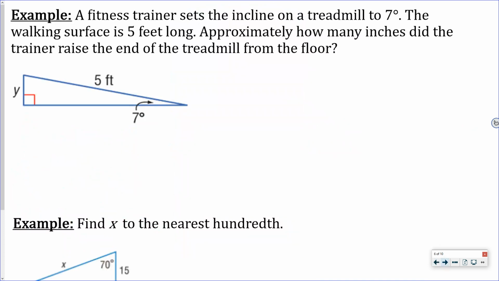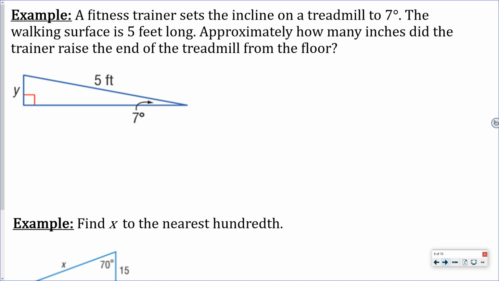A fitness trainer sets the incline on a treadmill to 7 degrees. The walking surface is 5 feet long. Let's show you right here. Approximately how many inches? This is measured in feet. We want to know inches. Okay, keep that in mind.